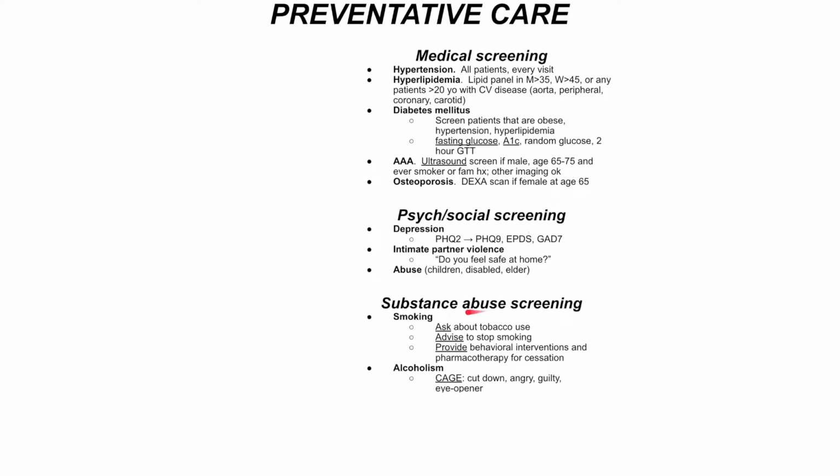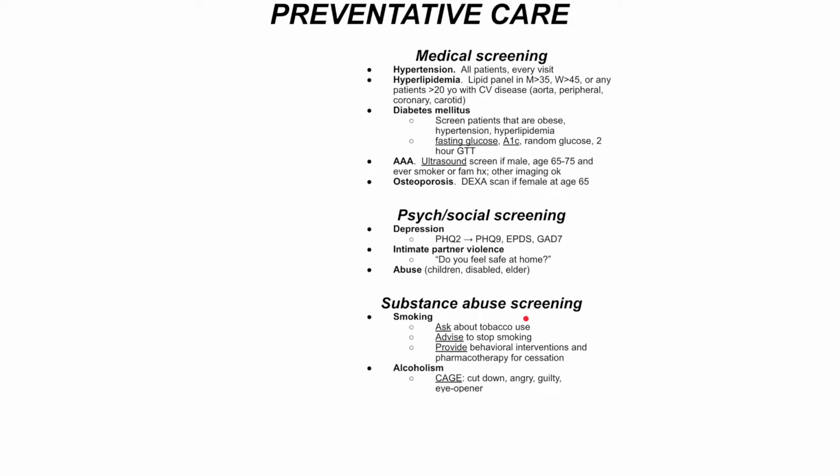Next is screening for substance abuse. We have smoking and alcohol here. For smoking, it's a lot of asking at annual visits. So you ask the patient about their tobacco use, you advise them to stop smoking, and of course you provide behavioral interventions and pharmacotherapy to help them stop smoking.